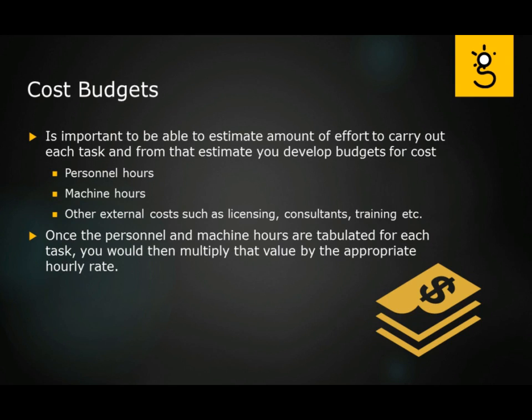Now, the biggest part of this is probably the first two, the personnel and machine hours. Once you have those two, you can tabulate those for each task. You then basically multiply that value by the appropriate hourly rate that you would charge for the personnel and machine hours.